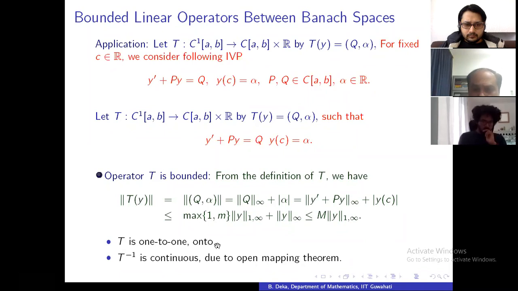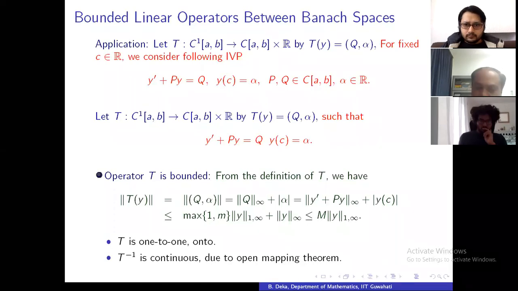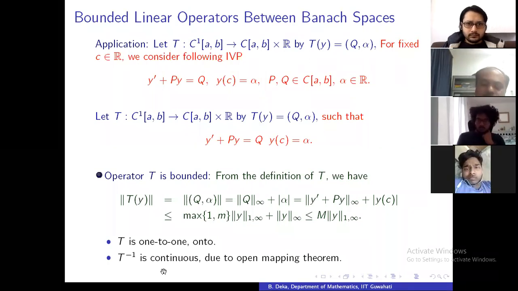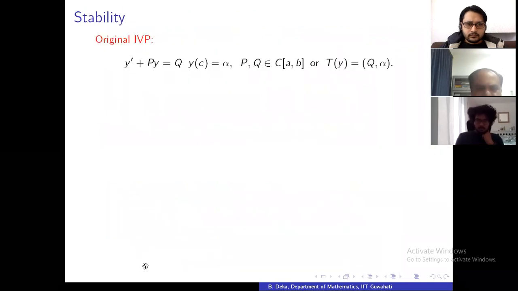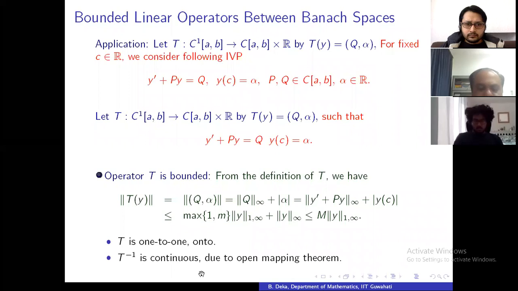And then how can one see this is onto? That is given by the existence of the solution. If you have (Q, alpha), then you can always have a solution of this initial value problem such that Ty is equal to this. So T is 1-1, T is onto, and then T inverse is also continuous due to the open mapping theorem. Because already you have that the operator T defined by this relation is bounded, 1-1 and onto between two Banach spaces. So due to the open mapping theorem, T inverse is a continuous map.